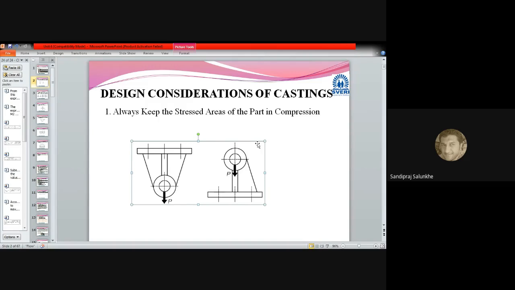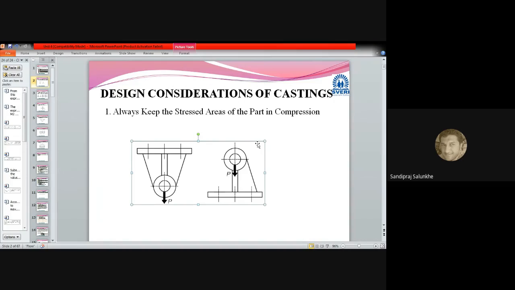So we have divided these considerations into design consideration in casting. That is, when we are going to manufacture that part by casting, what that design should include and what it should possess, that we are going to see. Later on we'll see design considerations in forging, and afterwards design considerations in machining.